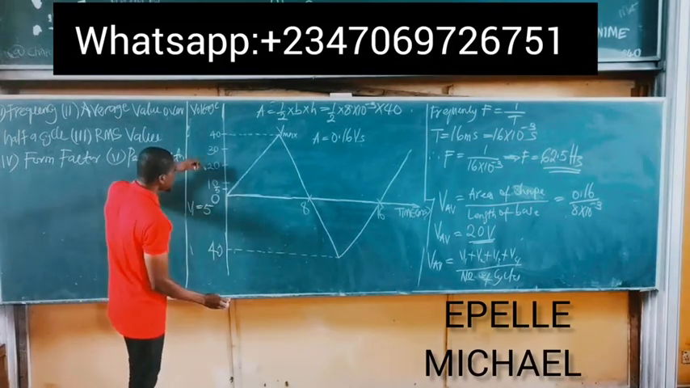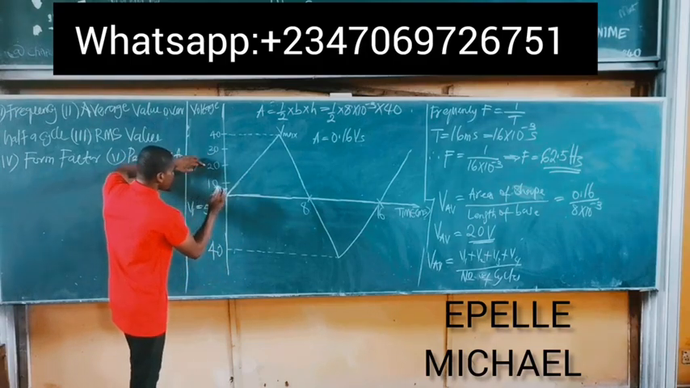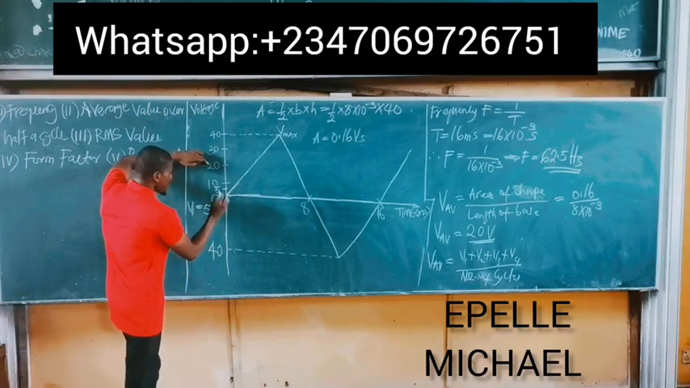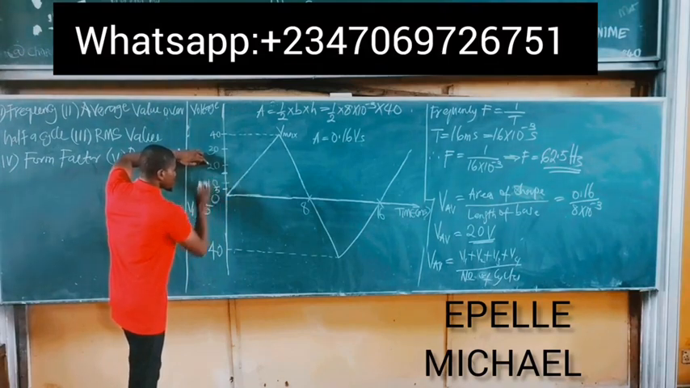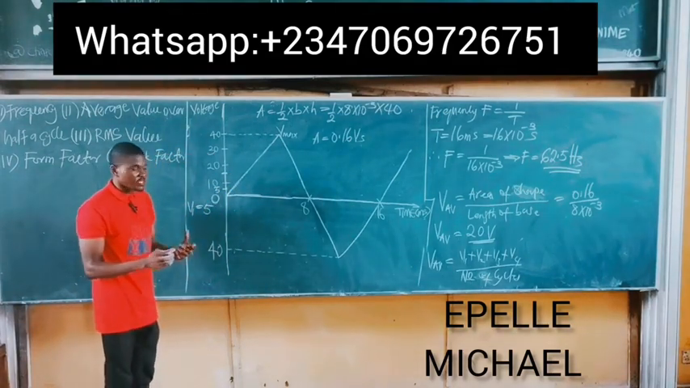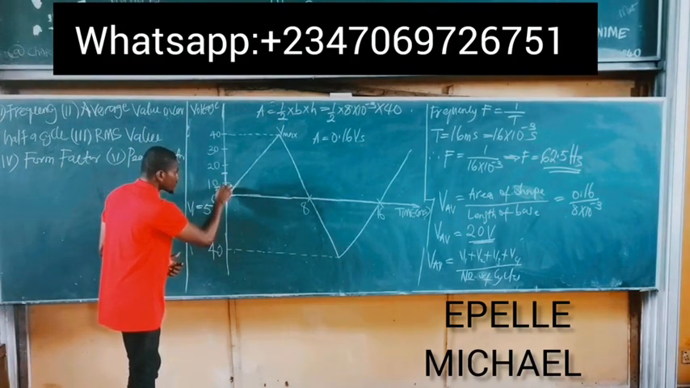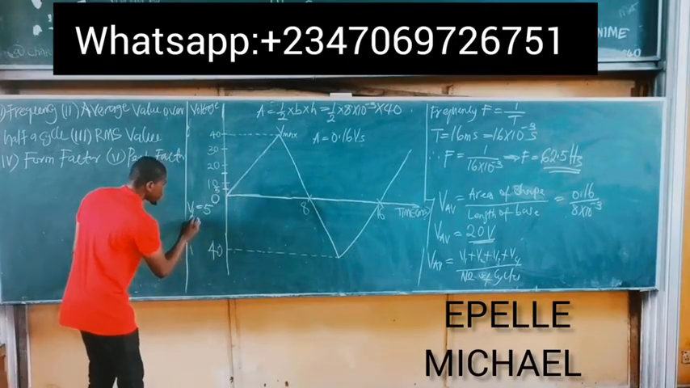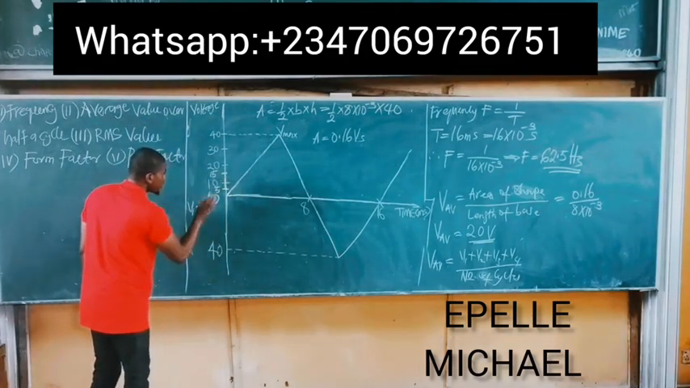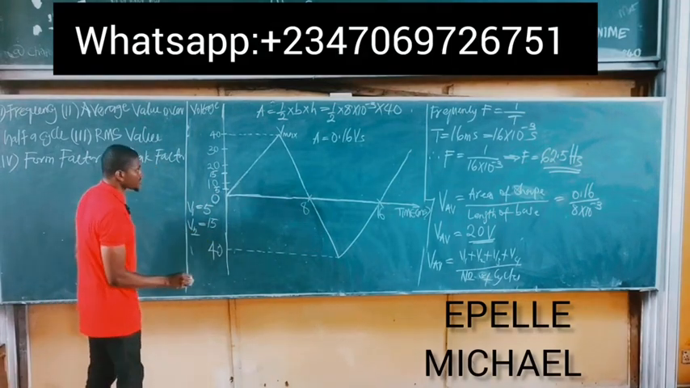The next value here is 20. Middle of 20 is what? Middle of 20 is 10. Measure from 5 down to the middle of 20. That's mid ordinate, the distance from each of the middle of the voltages. So distance from 5 down to 10 simply gives us what? 15. So it means that V2 is actually equal to 15.